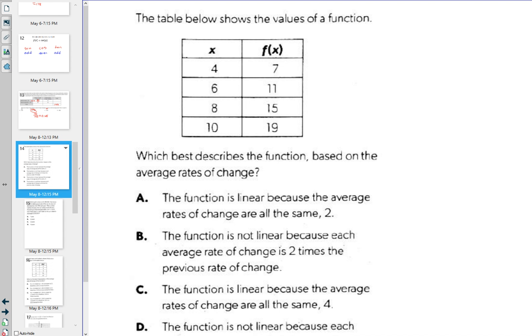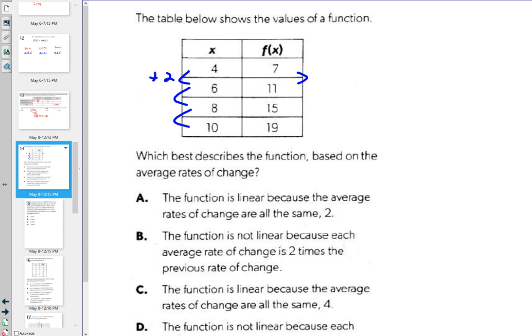Shows the values of a function. Okay, so they want to know, is the function linear or not linear, so everything has to do with is it linear or not. So this is kind of simple. Look, we can do slope formula if you want. But if all we're doing is checking to see if this is linear, let's just check differences.